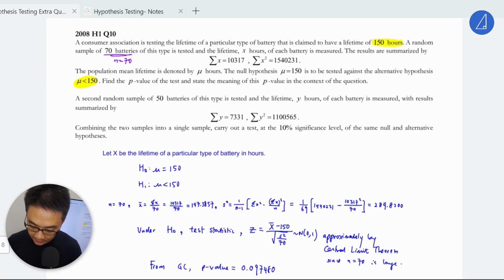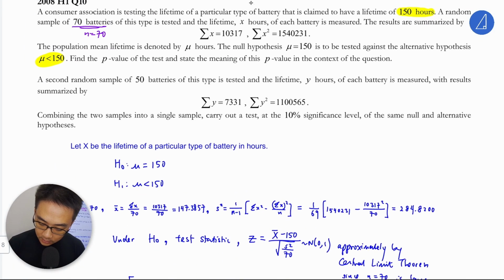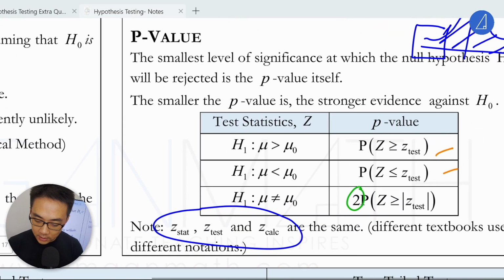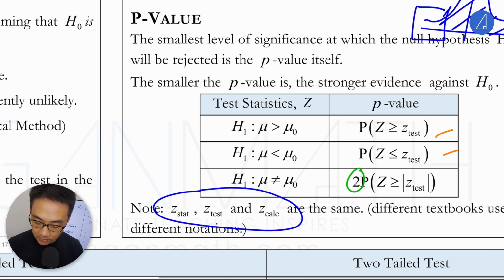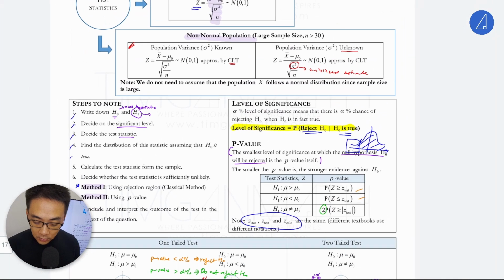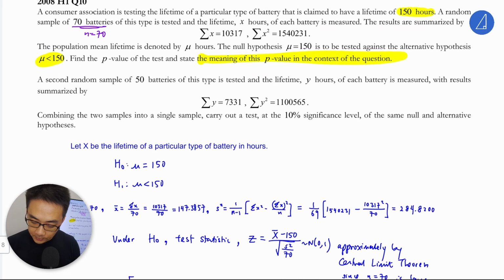The next part is to state the meaning of p-value in the context of this question. So of course, if you refer to the notes, the smallest level of significance for which the null hypothesis will be rejected is the p-value. Of course you need to write in the context of the question. So essentially, just write it down.